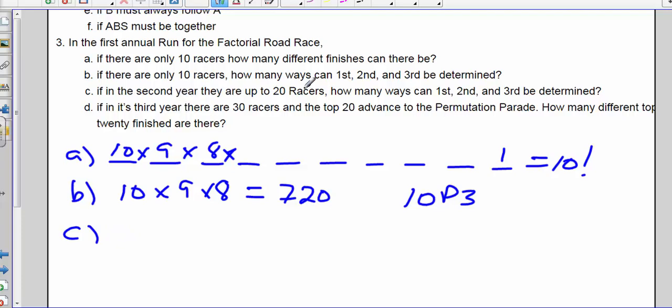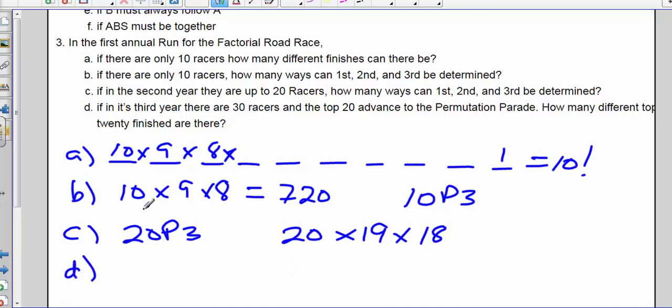If in the second year there are 20 racers, how many ways can, so same logic, of course, 20P3, or if you just want to think it through, there's 20 possible first place finishers, then 19 different people left for second, 18 left for third.